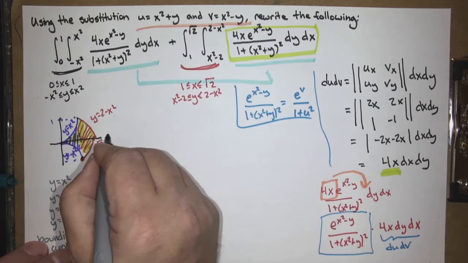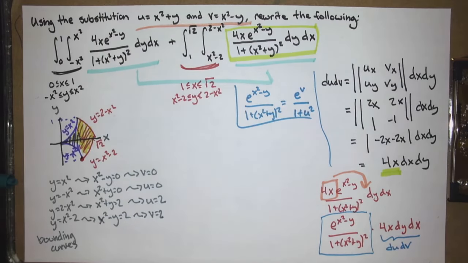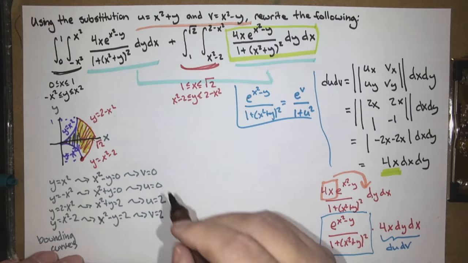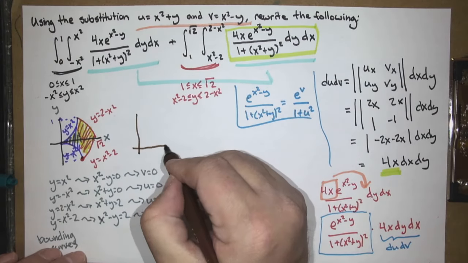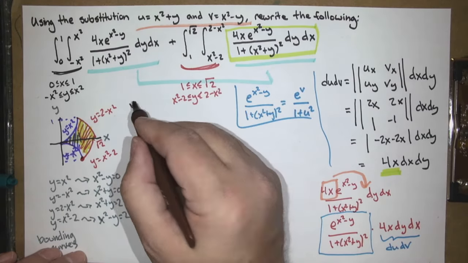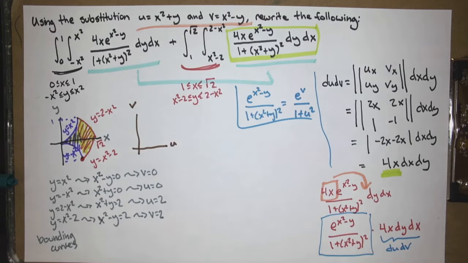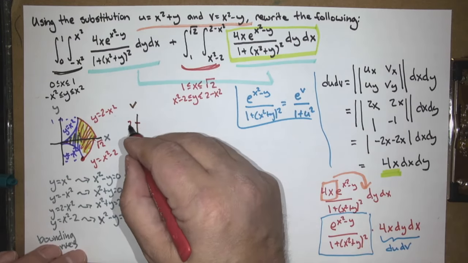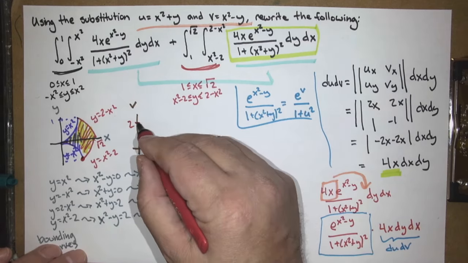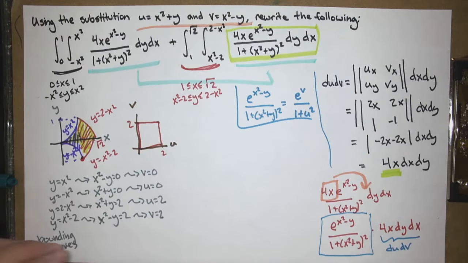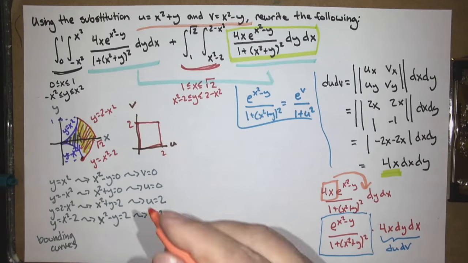So, while our region in the xy plane is kind of messy, we have these 4 parabolas. In the uv plane, what do we look like? We're a square. It's hip to be square. That's our region. A simpler region.